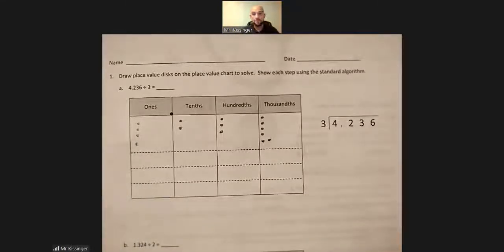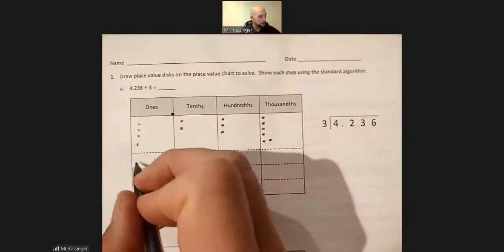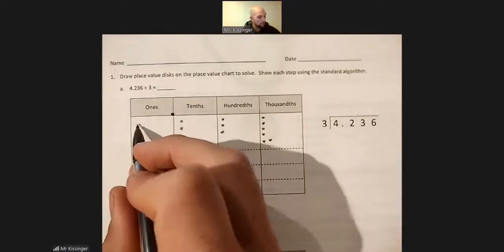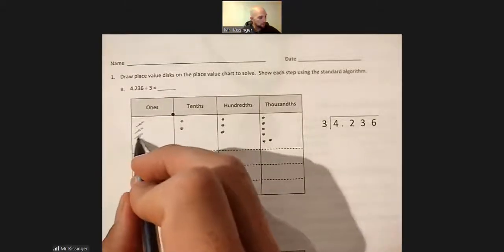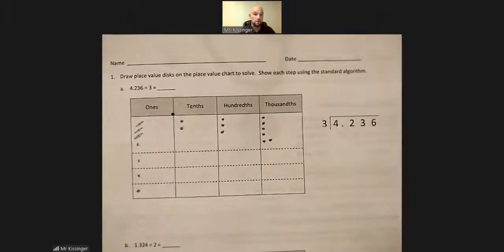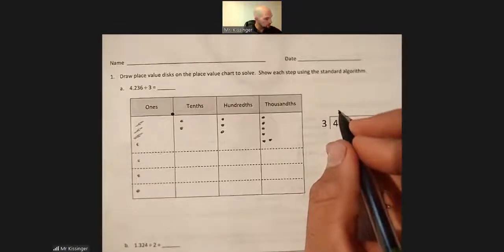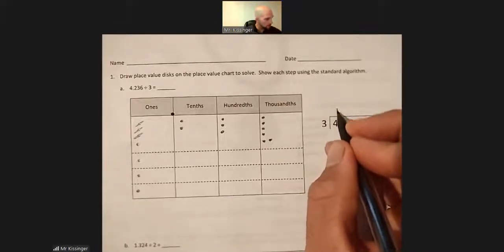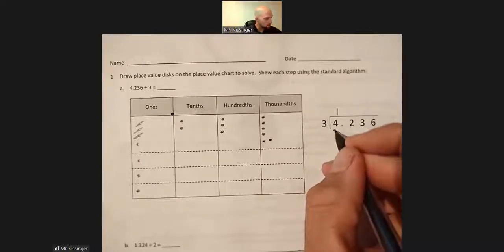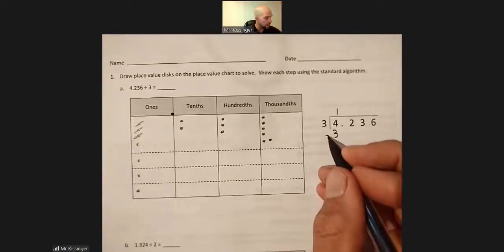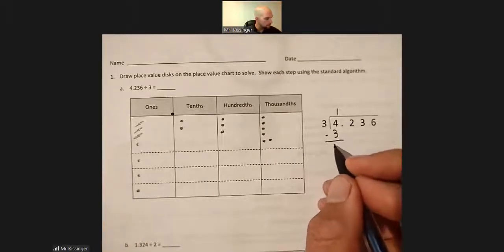So our ones, if we have 4 ones and we have to divide into 3 equal parts, how many will we have in each part? Well, we can divide 1, 2, 3 of those into 3 equal parts, and we're going to have 1 left over. So I'm going to cross these out as we use them. So we know we have 1 left over. And what that's going to look like in our standard algorithm is it's just going to be a 1 right here. Underneath, 3, because we used 3 of them. We're going to subtract that, and that gives us 1.